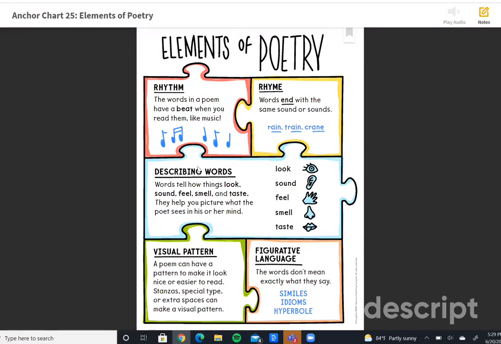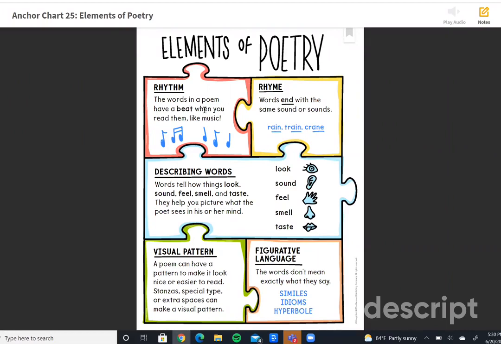Another thing that we should know about poems is that there's often a rhythm to them, like a beat of a drum, like music. And authors do this again because it makes the poem fun to read, interesting to read.